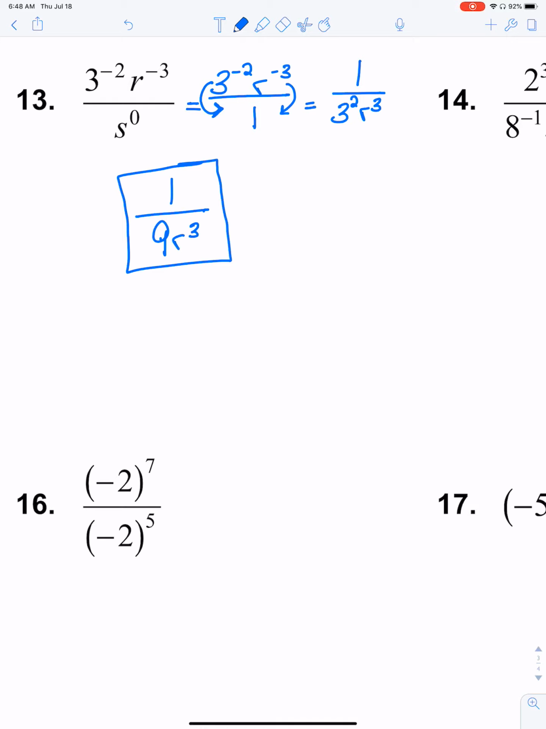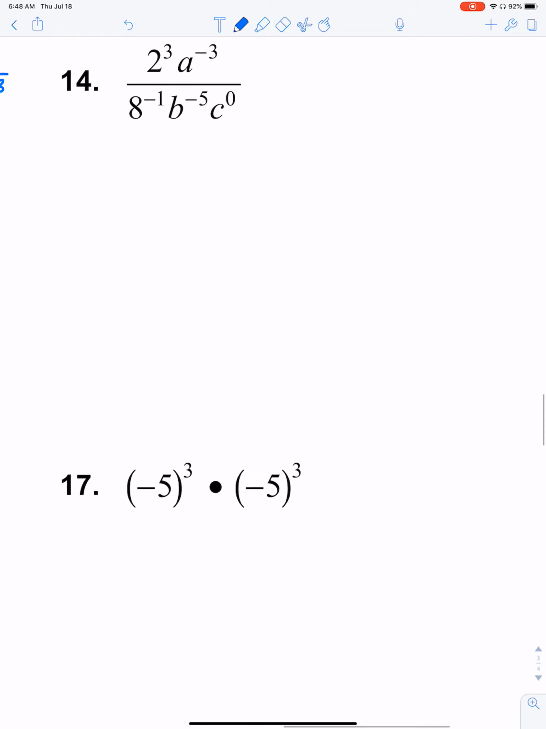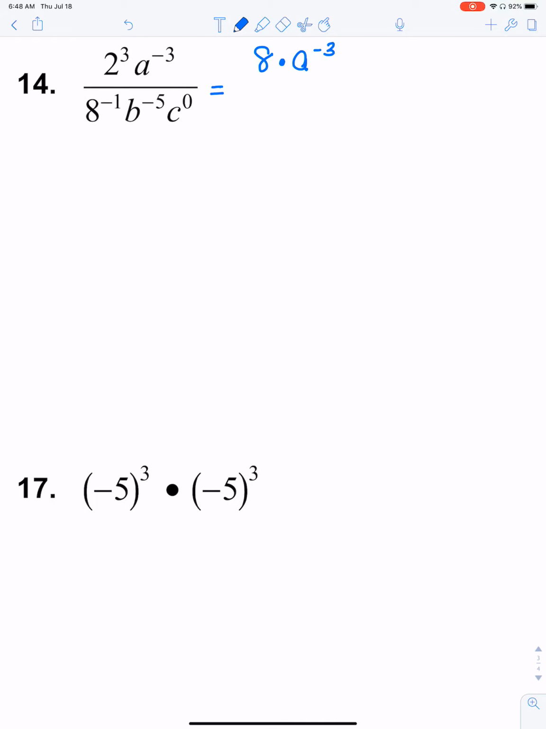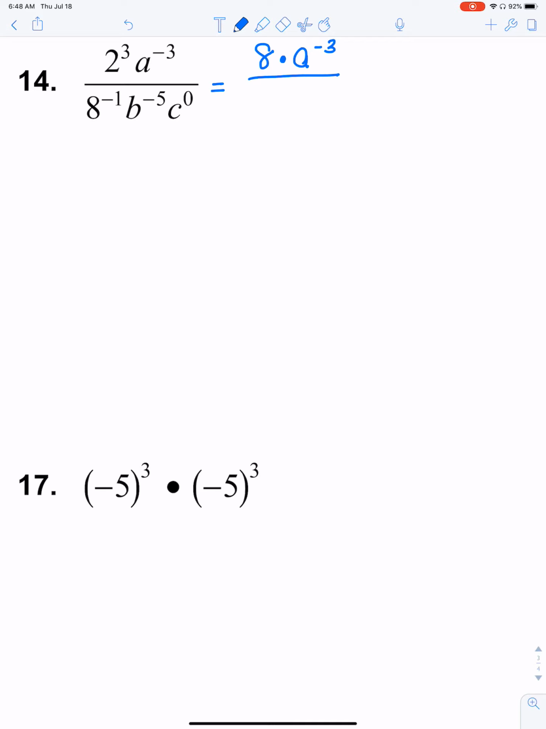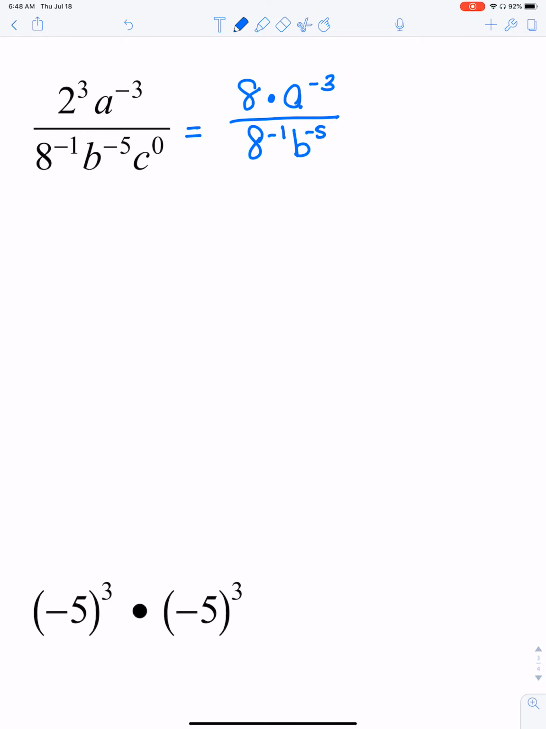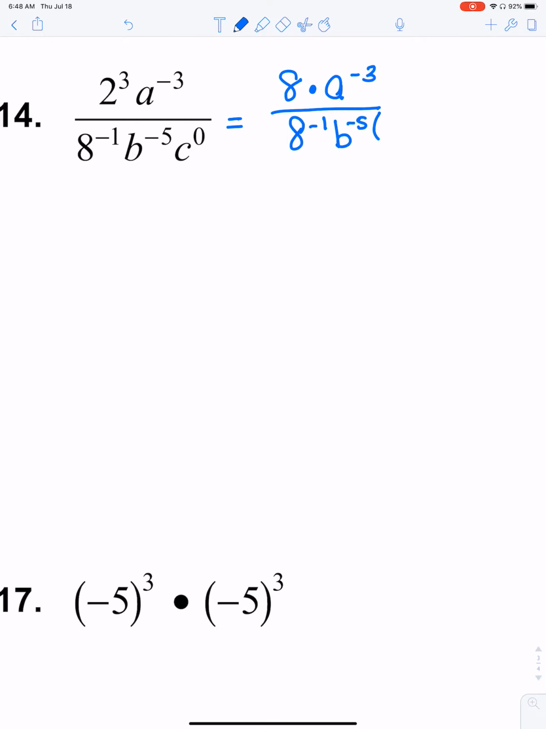Okay? I hope at this point you're starting to see patterns and that this is becoming easier for you. So, 2 to the 3rd I know is 8, times a to the negative 3rd I'm going to leave. Okay, b to the negative 1 I'm also going to leave. B to the negative 5th I'm going to leave. And c to the 0 is just 1.